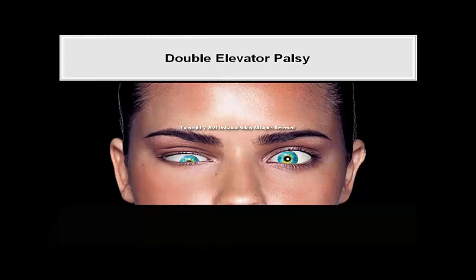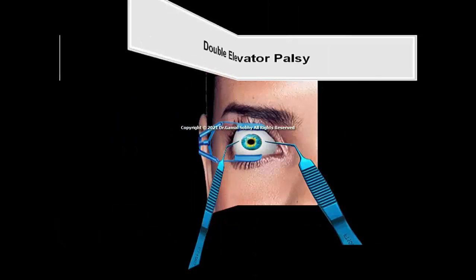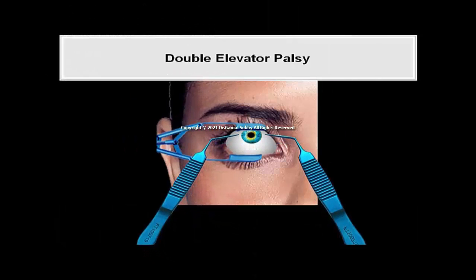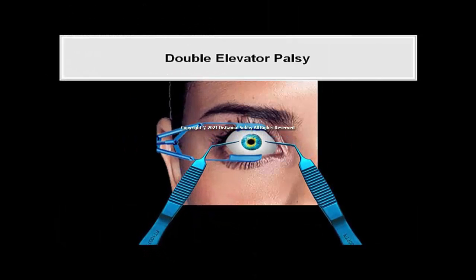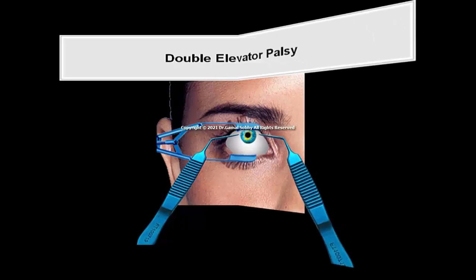The differential diagnosis of double elevator paralysis is restricted elevation of the eye, which occurs in blowout fracture of the orbital floor, congenital or acquired fibrosis of the extraocular muscles and endocrine myopathy. A negative forced duction test will confirm the diagnosis of double elevator paralysis.